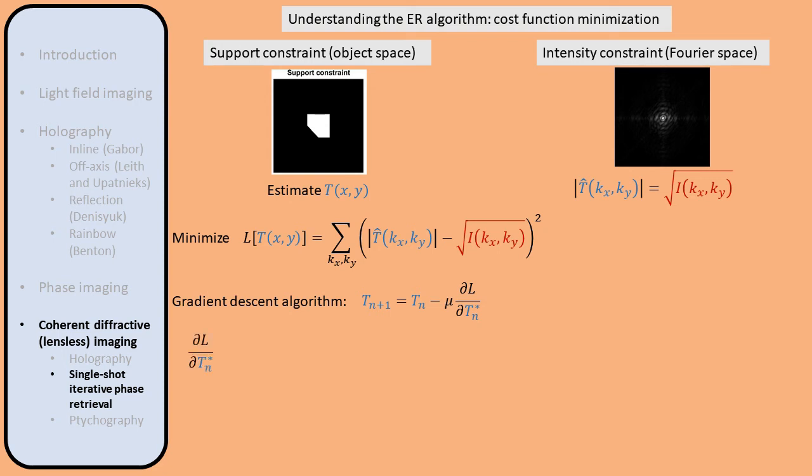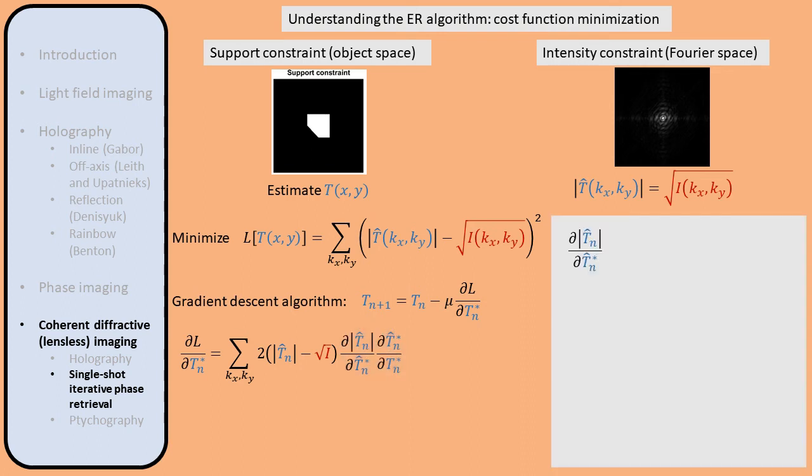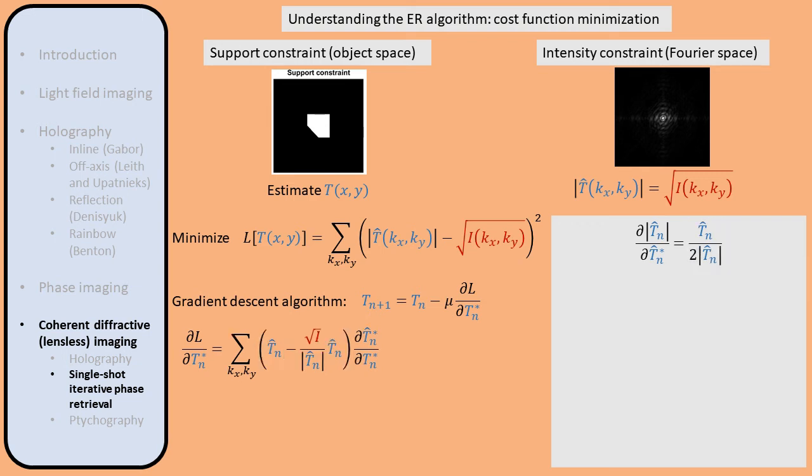To calculate the derivative of the cost function, we apply the chain rule, which results in two derivatives that we can calculate separately. The first one we can calculate by writing modulus t hat as the square root of t hat times t hat conjugate. This derivative can be calculated and simplified straightforwardly. We can substitute this result and then simplify the expression.